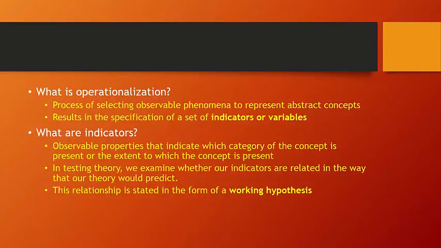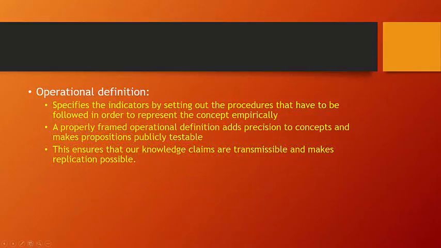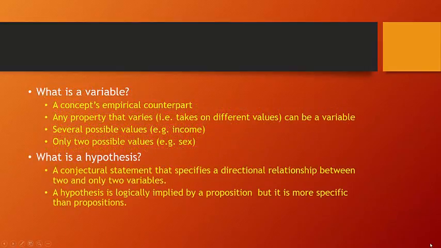Just as it is possible to represent one concept by several different variables, so it will also be possible, and in fact desirable, to represent one variable possibly by even several different indicators. So the operational definition specifies the indicators by setting out the procedures that will have to be followed in order to represent our concept empirically. And a properly framed operational definition is going to add precision to our concepts and make our propositions testable. This, of course, ensures that our knowledge claims are transmissible and makes replication by other researchers possible.